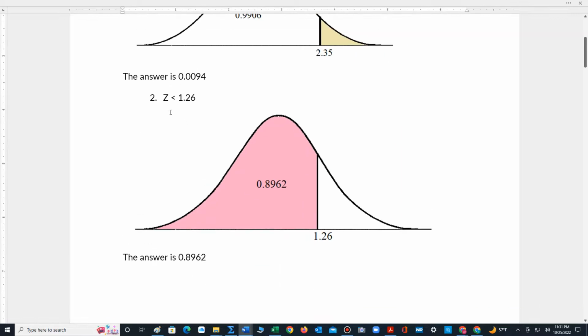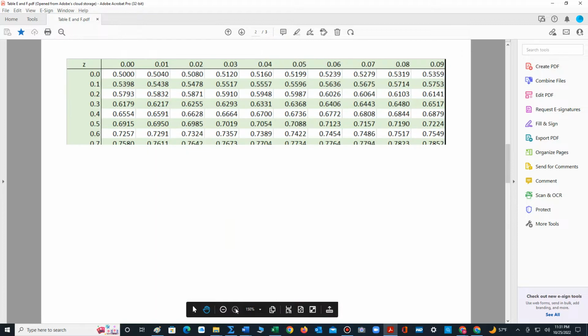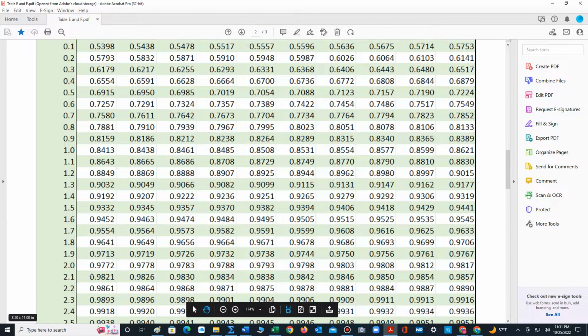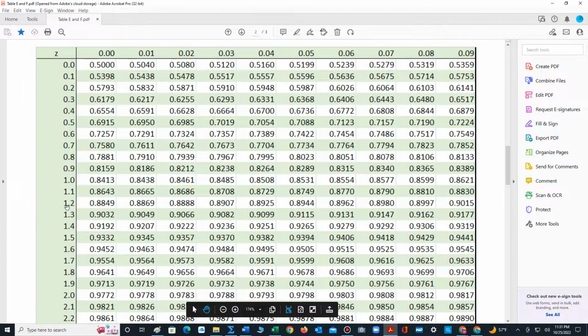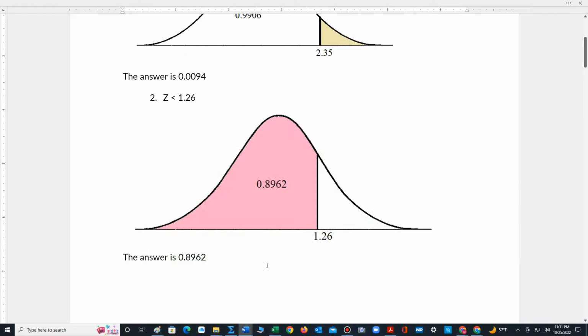Now to find the area to the left of 1.26, all we have to do is look up 1.26. Let me enlarge this a bit. All we have to do is look up 1.26, and that's the area to the left, 0.8962.